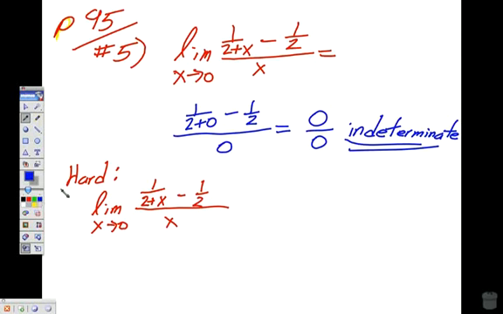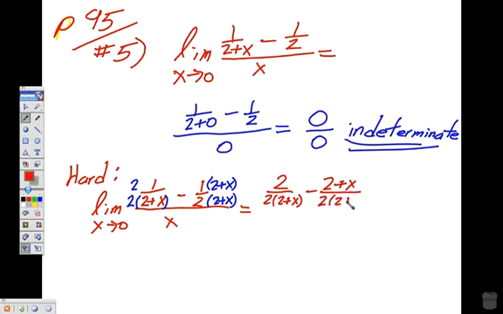Okay, so we'll take this left-hand fraction and we'll multiply it on the top and the bottom by 2. And this right-hand fraction will multiply on the top and bottom by 2 plus x. That way I've got a common denominator of 2 times 2 plus x. And so that becomes 2 over 2 times the quantity 2 plus x, minus 2 plus x over that same denominator. And then don't forget this whole thing's all over x. We'll deal with that x on the bottom at the end.